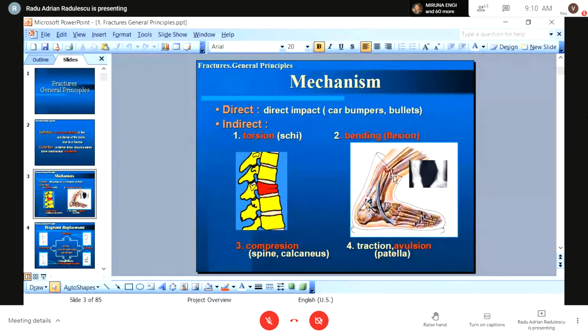Also, we can get a compression mechanism. For example, we have on the left side here this image referring to the vertebral column, when one of the vertebral bodies is compressed between the other two, beneath and above the fracture site. And also we may get another mechanism, which is traction. For example, in patellar fractures or in olecranon fractures, we may get that mechanism which will displace the two fragments apart from one another.